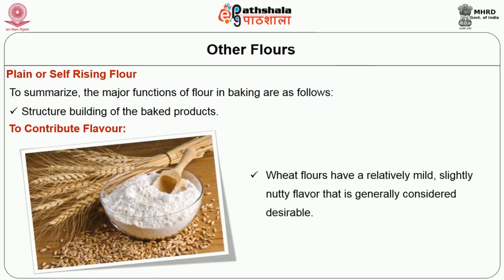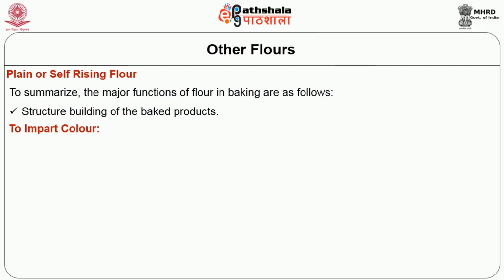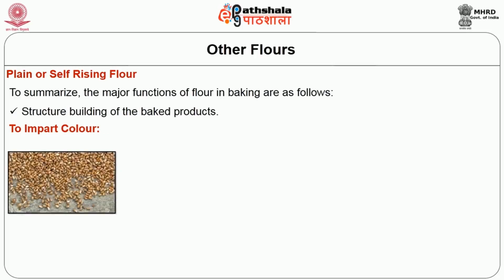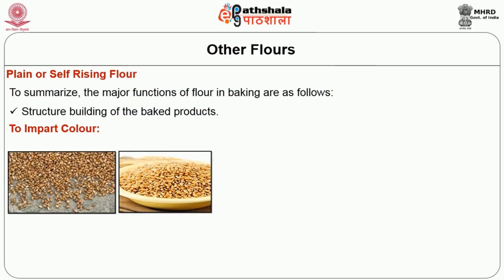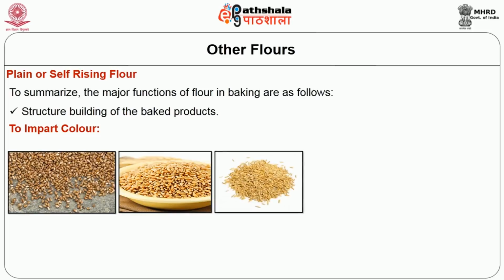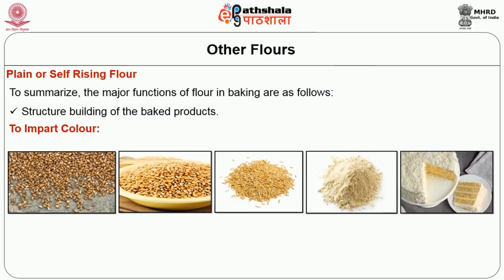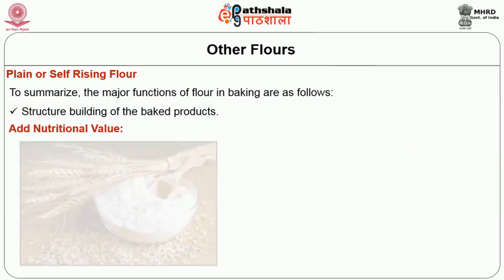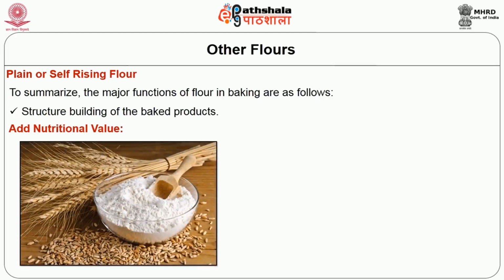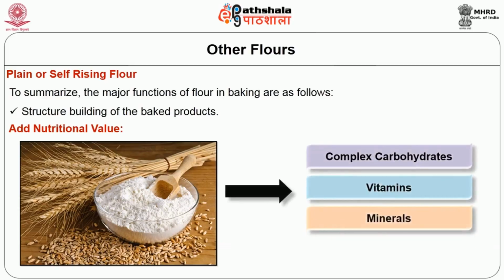Wheat flours have a relatively mild, slightly nutty flavor that is generally considered desirable. To impart color, flours vary in color, whole wheat being nut brown, whole white wheat flour golden, durum pale yellow, unbleached white flour creamy, and cake flour a stark white. These colors carry over to the color of the baked goods. These also add nutritional value. Wheat flour and flour-based products contain complex carbohydrates, vitamins, minerals, and protein. Whole wheat flour is more nutritious than white flour.